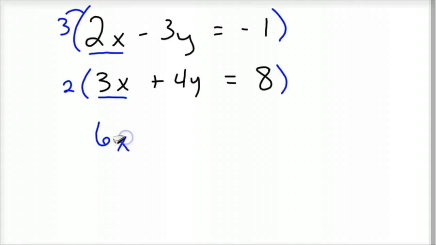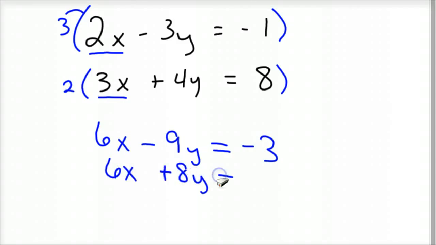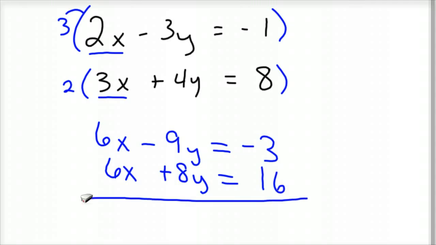So that'd be 6x minus 9y equals negative 3. And then 6x plus 8y equals 16. And we're going to add those, but the problem right now is 6 plus 6 here. If we would add those, we'd have 12x. Nothing would eliminate. So we need to change your signs. So we're going to change all of our signs across here. It's essentially multiplying the whole equation by negative 1.